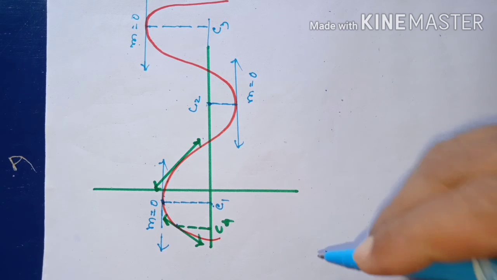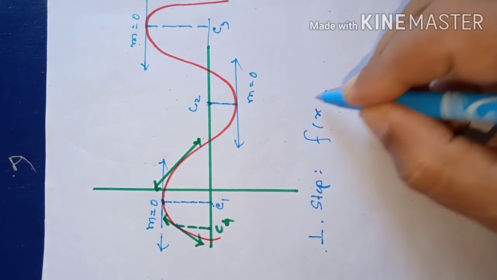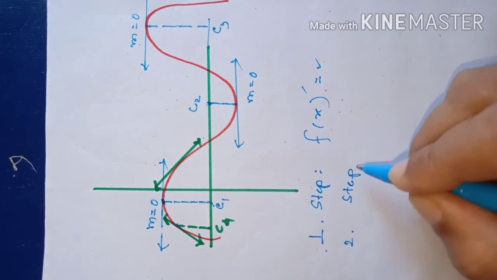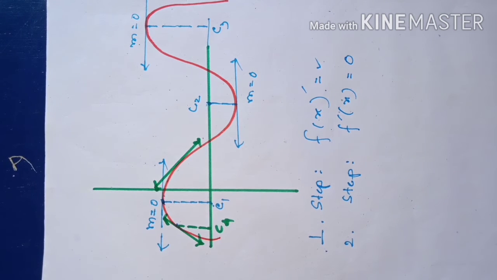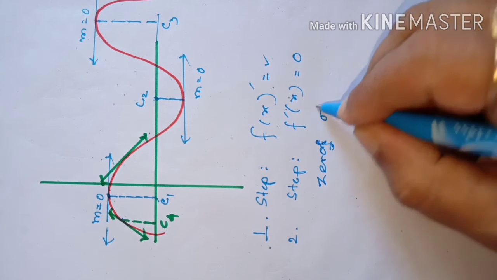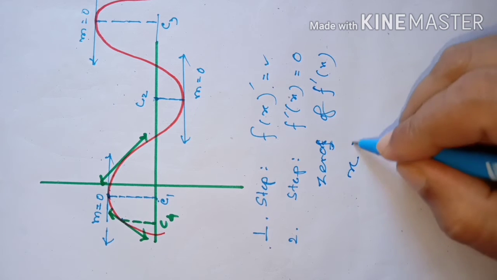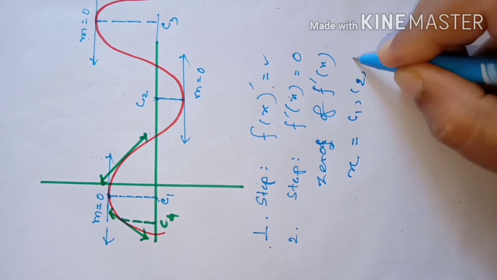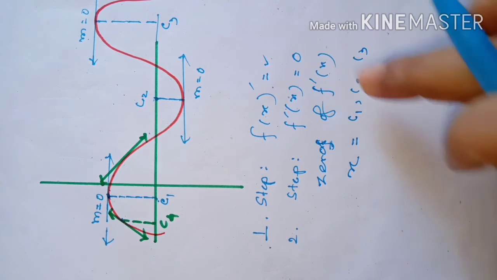First of all, step number one, you take the function and take its derivative. Okay, and the second step is to find the critical points. You set the derivative of the function equal to 0, and you will know the zeros of f dash x. That means the values of x, which may be C1, C2, or C3. All these points you will come to know if we write f dash x equal to 0. Then these are critical points.